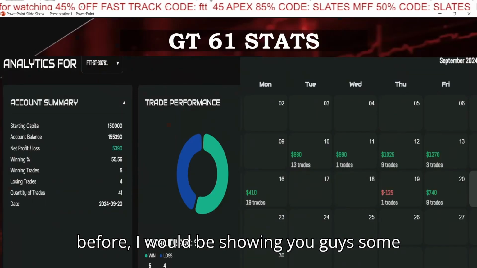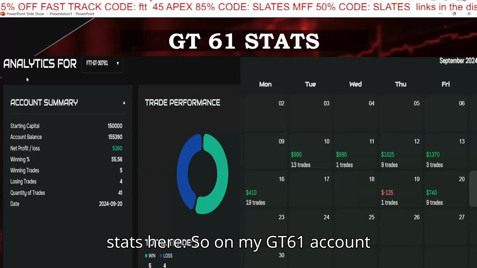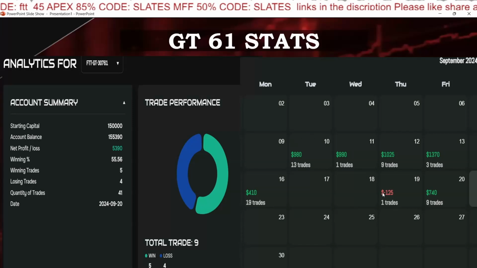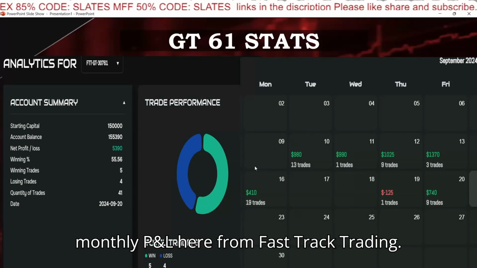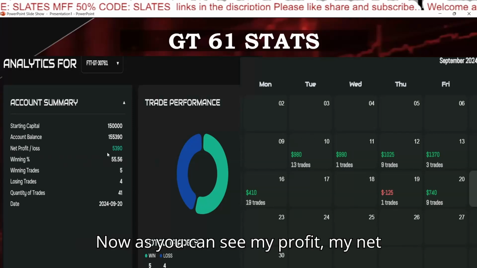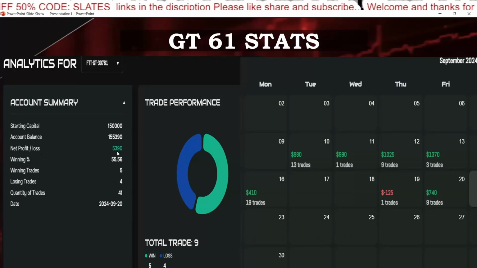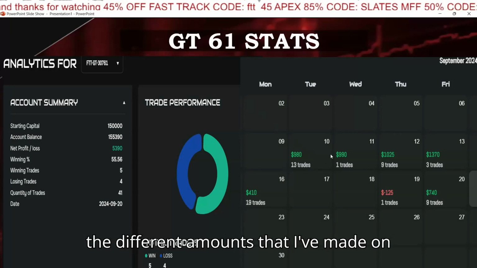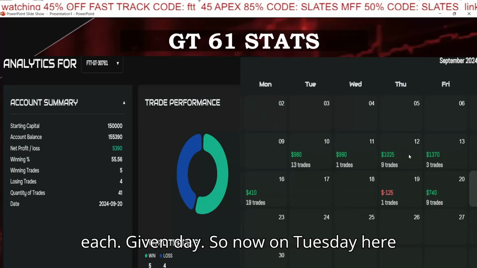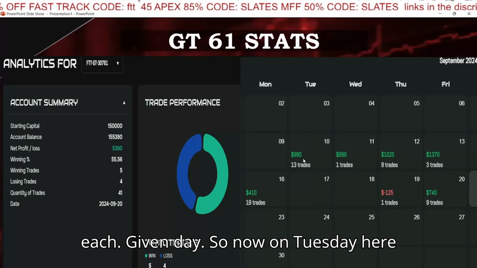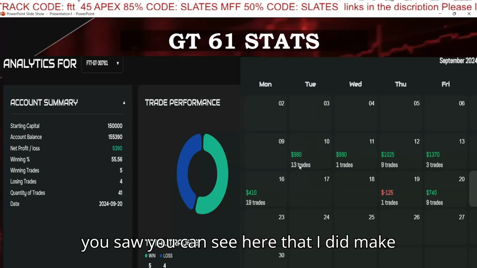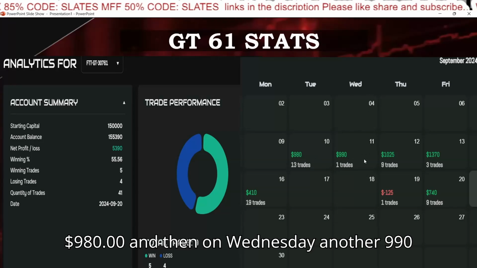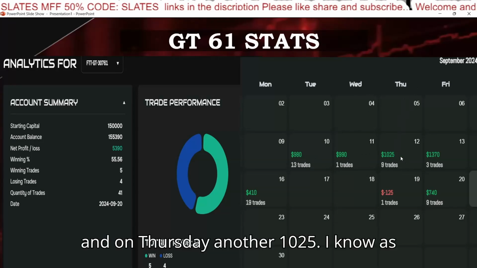Now, guys, as I mentioned before, I would be showing you some stats here. So on my GT61 account right here, this is my monthly P&L from FasTrack Trading. As you can see, my net profit on this account is $5,390. And these are the different amounts that I've made on each given day. On Tuesday, I did make $980, and then on Wednesday another $990, and on Thursday another $1,025.